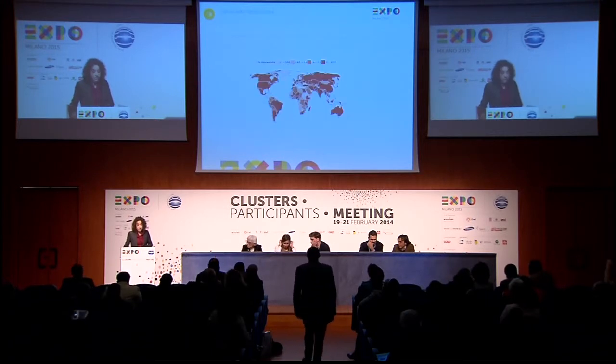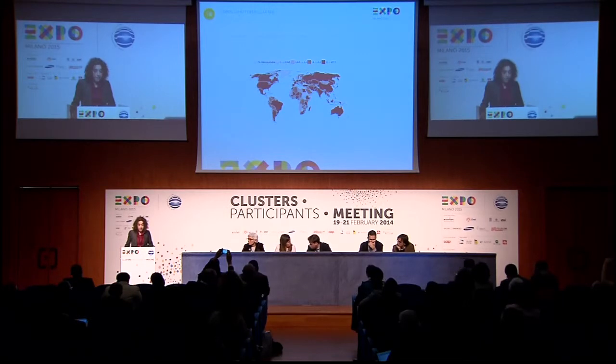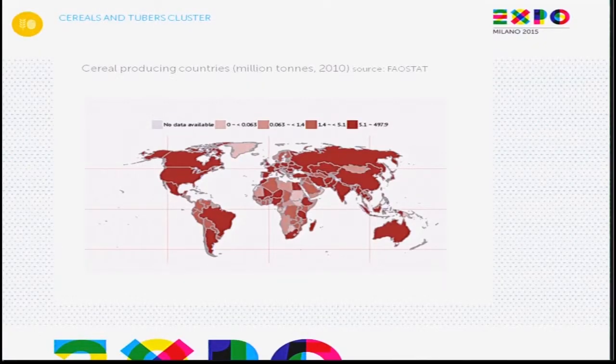So the geography of cereals and tubers is very numerous and diffused all over the world, and the major cereal producing countries are in North America with the United States of America, but also Latin America with Brazil and Argentina, especially for maize. While in the east part of the world is concentrated the production of wheat and rice, especially with China, Russia, Ukraine, and India. Also Australia with wheat.